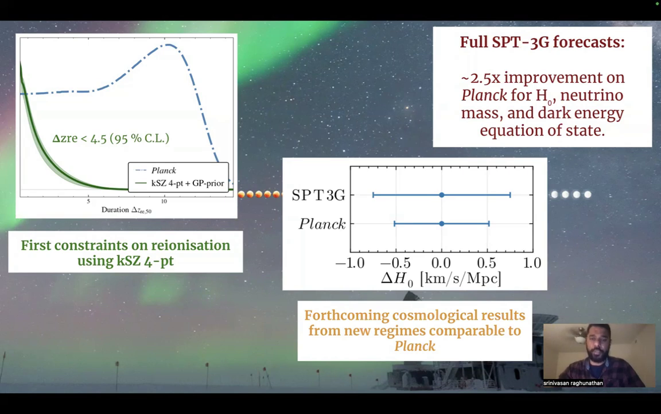Then in the middle panel, you can see the constraints that we expect from the upcoming result of SPT-3G. So these are 2 years of data. These are the improvements in the Hubble constant, and you can see that the constraining power is now pretty close to what we can actually get from Planck. Then we will also mention some of the forecasts that we expect for the full SPT-3G survey, where, as you can see, we expect roughly a factor of 2.5 improvement on parameters like the Hubble constant, neutrino mass, and dark energy equation of state compared to Planck.